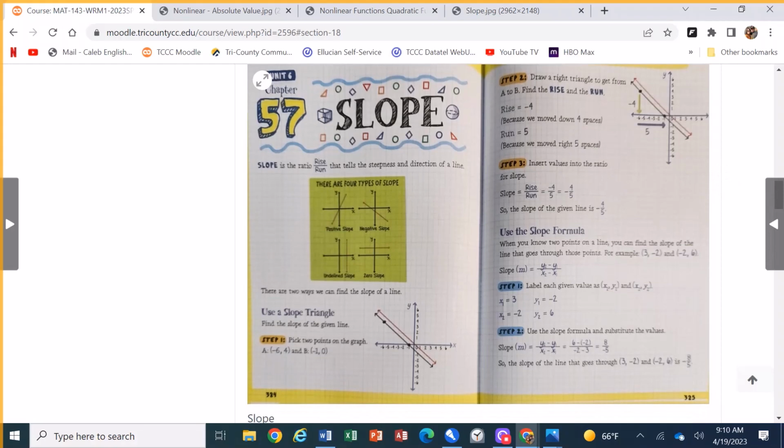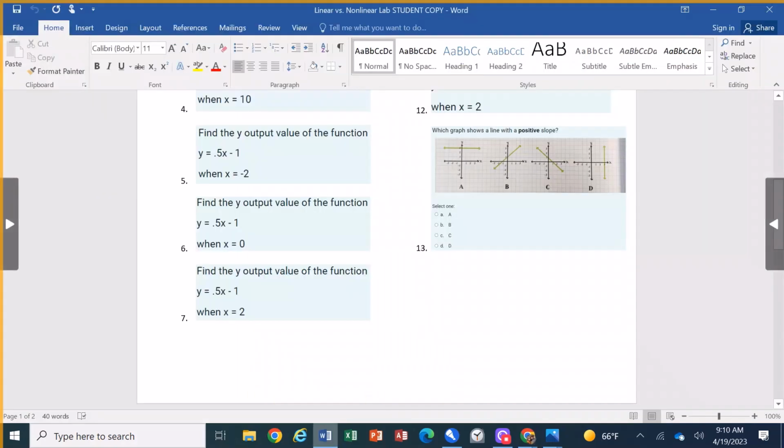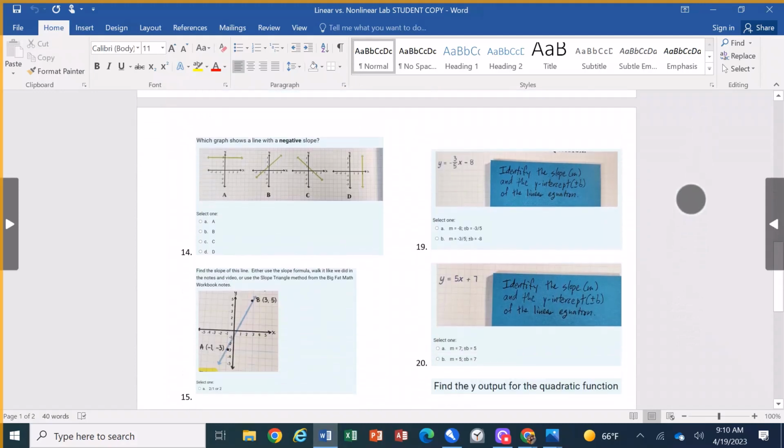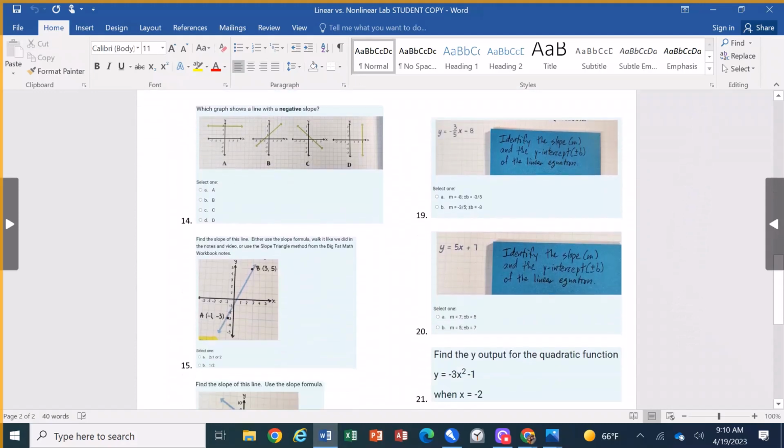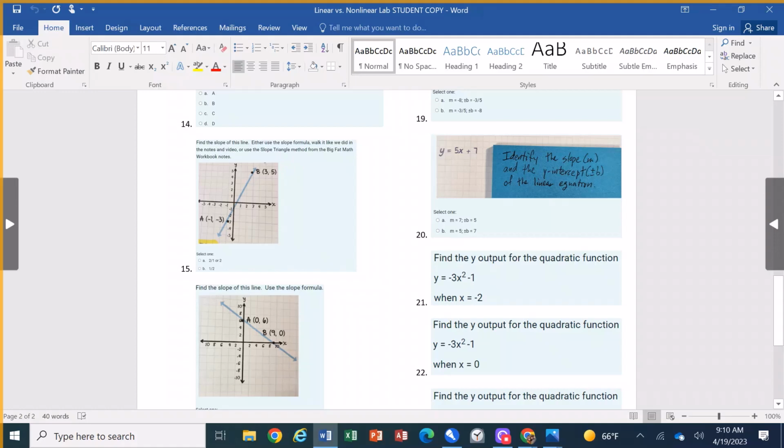It talks about positive, negative, undefined, and 0 slope. We didn't really do anything with undefined and 0 because, like I said, I was trying to keep it minimum. There's a lot you can do with slope, though. Okay, so 14 is along the same vein.